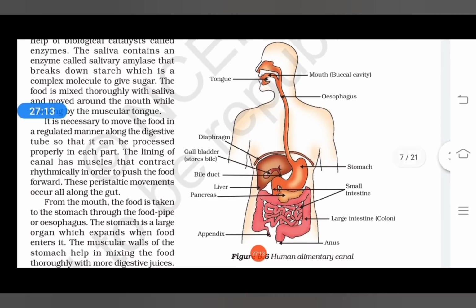So this is the tongue, mouth, it is also called buccal cavity, esophagus, which is a long pipe. Then inside there is the stomach, then gallbladder, bile duct, small intestine, then large intestine, and pancreas, liver, appendix, and anus.